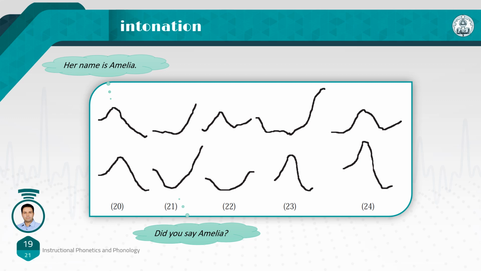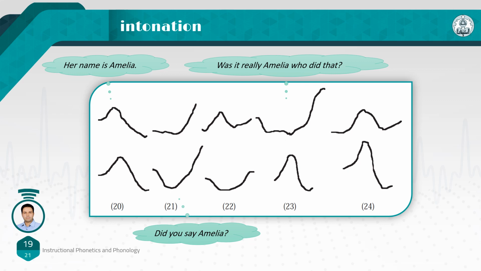Now, listen to number 22. Amelia. Amelia. So as you can see, this is the form with the continuation rise. What about number 23? Number 23 is a question expressing surprise, equivalent to, was it really Amelia who did that? Now, listen to number 23. Amelia? So as you can see here, we have a question expressing surprise. Was it really Amelia who did that?